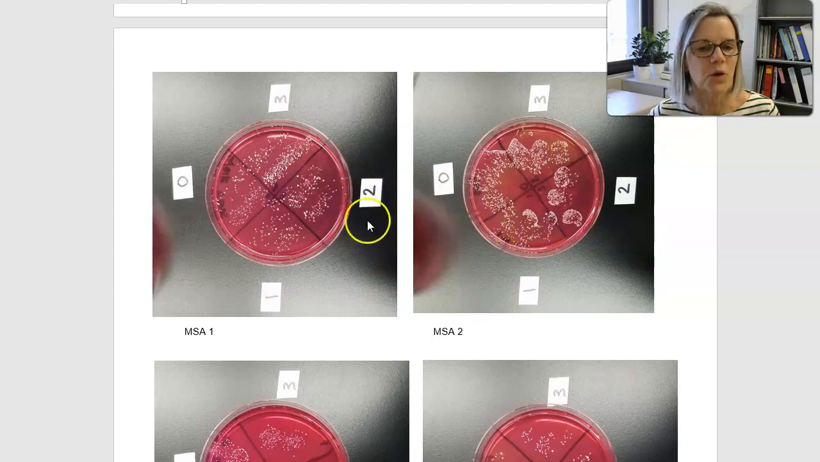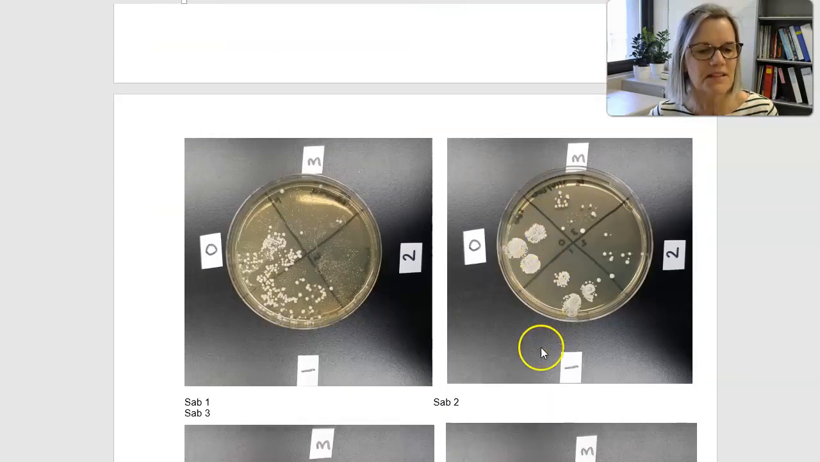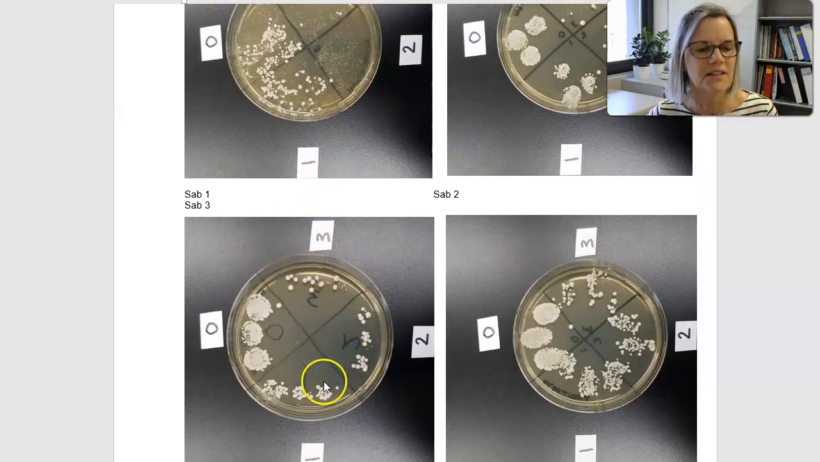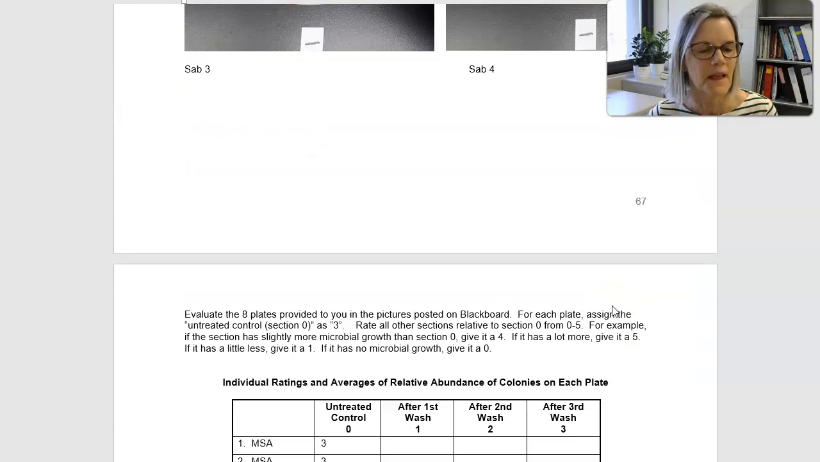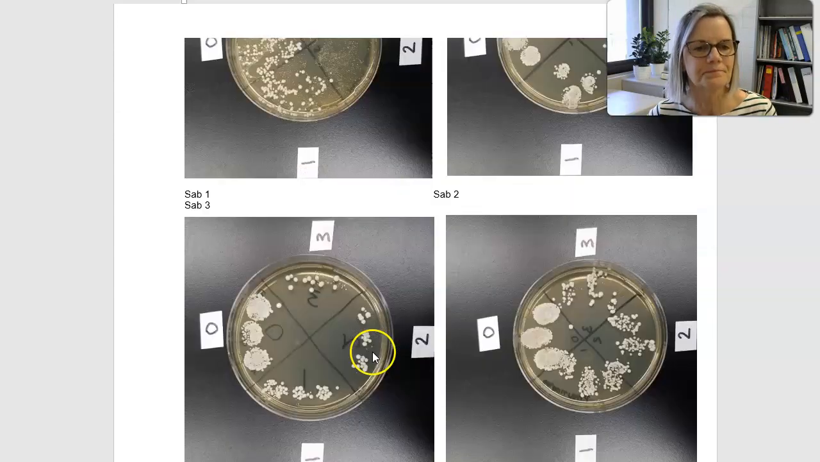And we're going to look at each one of these plates. So we said there were 8 different people that did the experiment. 4 did the hand wash and touched the MSA plates. 4 did the hand wash and touched the Saburad plates. And then there's a table where you can record your data. So there's 4 MSA plates and 4 Saburad plates.